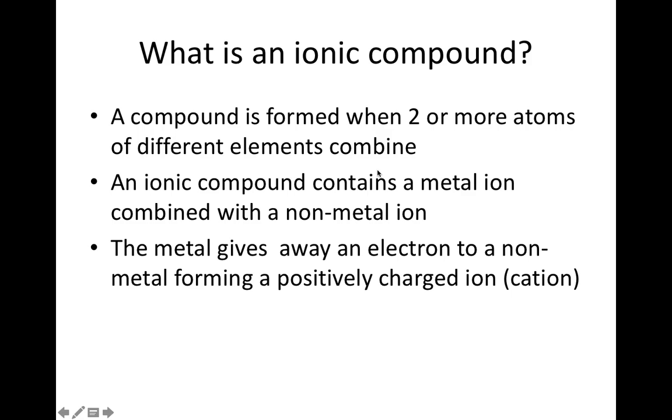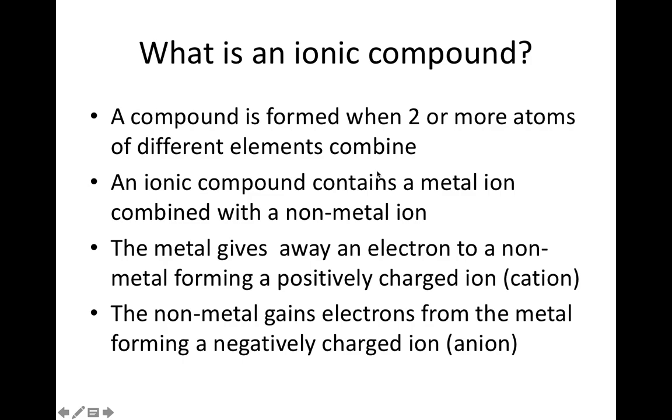The metal gives away an electron or more to a nonmetal, forming a positively charged ion. The nonmetal gains electrons from the metal, forming a negatively charged ion. We already saw this when we drew Bohr diagrams for ionic compounds, so it's the same concept as that.